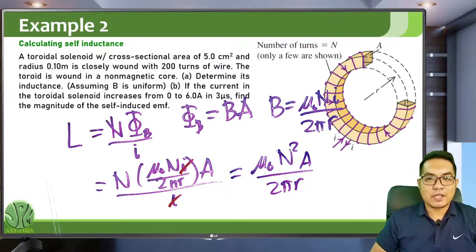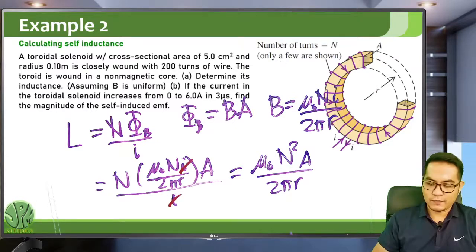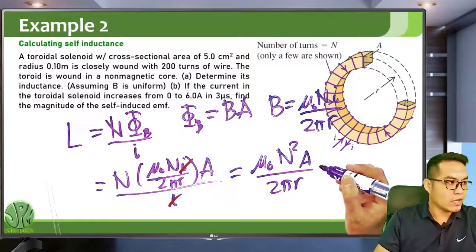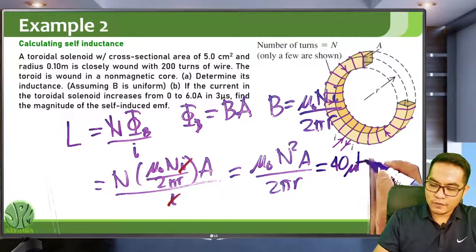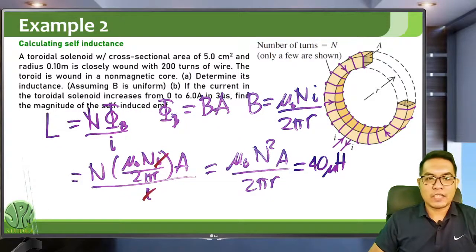So all of these values are given. The cross-sectional area is given. Just convert that into standard units. The radius is given. It's already in meters. So that's good. And that's it. Mu naught is just a constant, 4 pi times 10 to the negative 7 tesla meter per ampere. And you will get a value of 4 times 10 to the negative 5 or 40 microhenries. So the self-inductance of this toroidal solenoid is 40 microhenries. Okay, so that's the inductance.